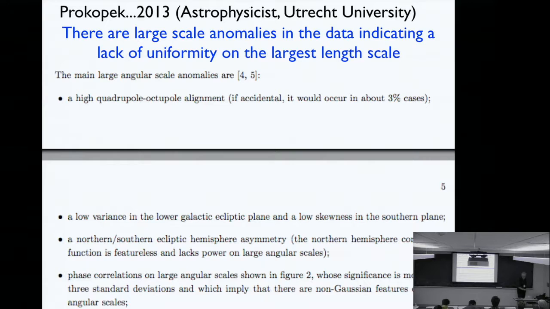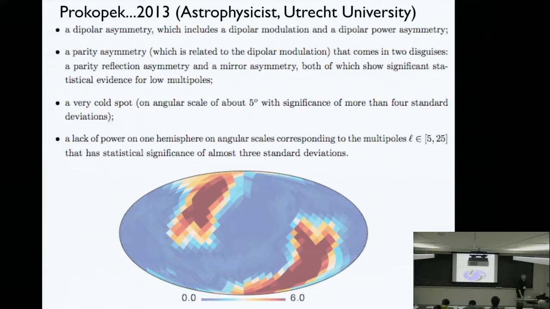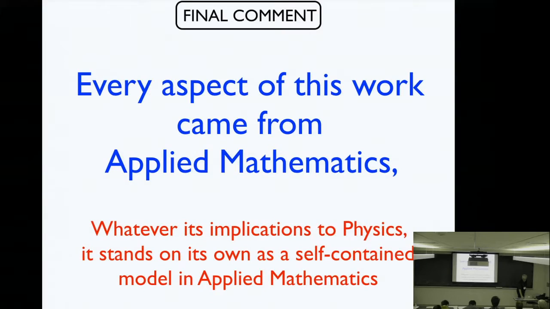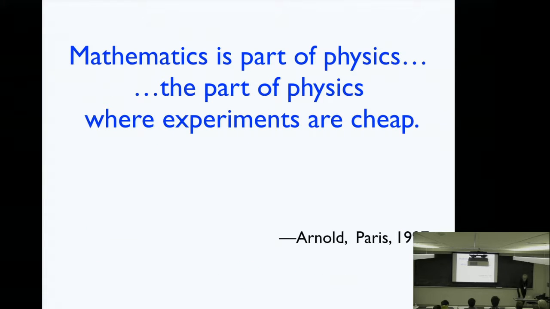So interesting in this astrophysics, in these studies, there are large-scale anomalies, these large-scale anisotropies in the background radiation. So the universe is not perfectly uniform. Whether they could have to do with this, I don't know. Final comment. Every aspect of the work came from applied mathematics, and whatever its implications to physics, it stands on its own as a self-contained model in applied mathematics. And here's my final slide. Arnold, Paris, 1997. Mathematics is part of physics, part of physics where experiments are cheap. So, on that note.